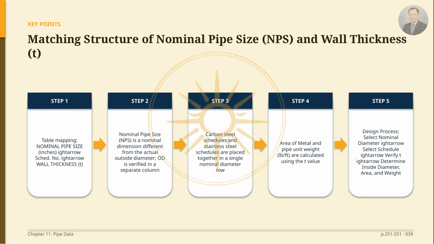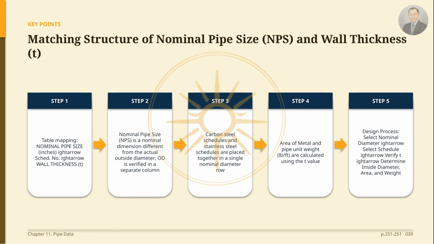Now, I would like to introduce how the nominal diameter and wall thickness are linked within the table. The table starts from a nominal pipe size on the left, the nominal diameter in inches, and leads to each schedule number, which in turn specifies the wall thickness t-value.